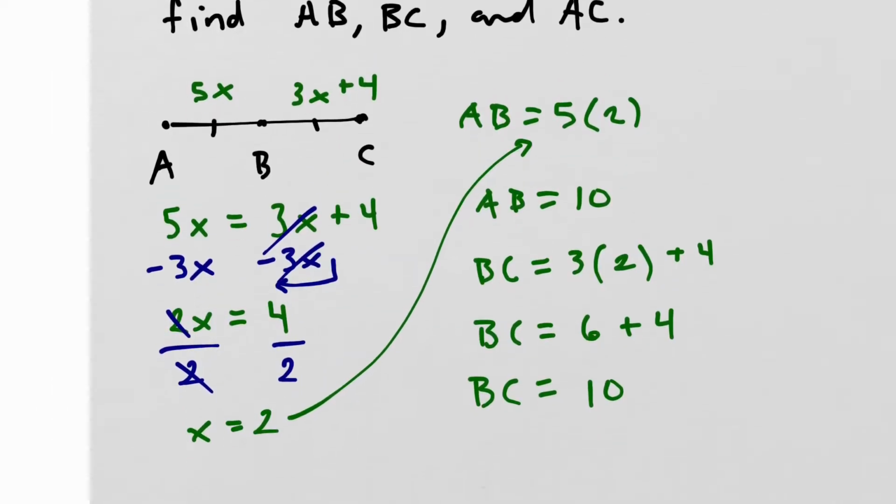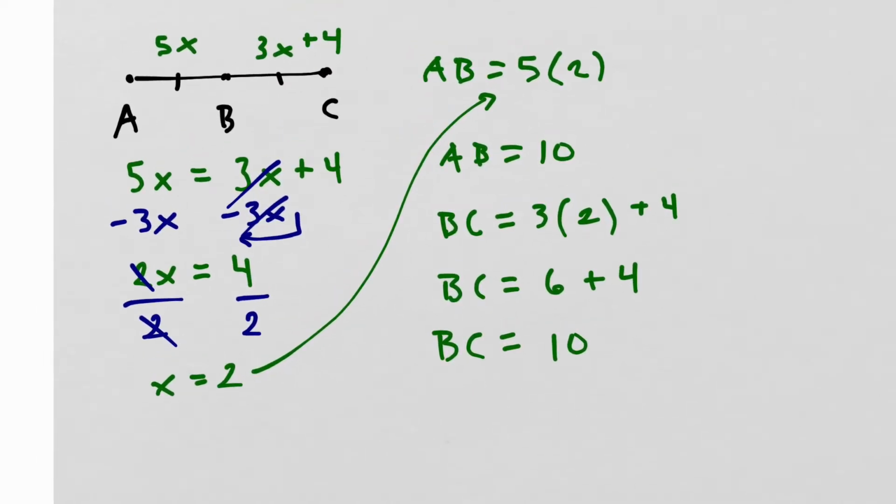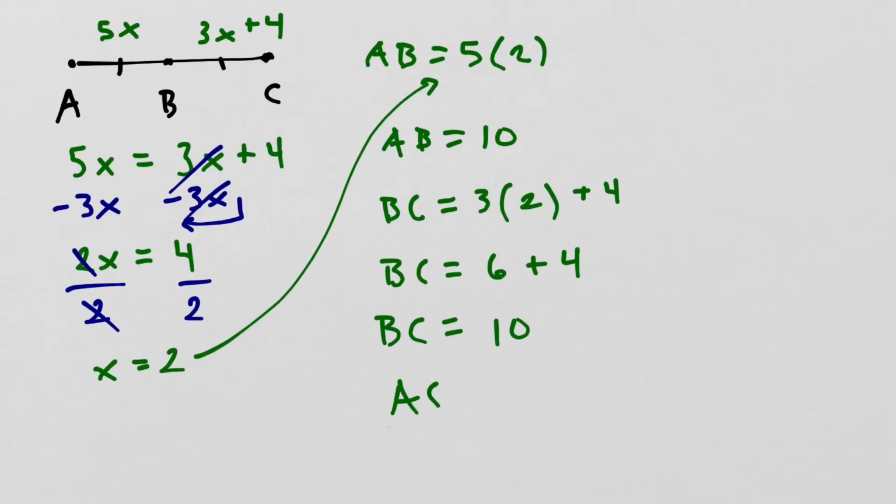But then it says find AC. Well, AC is just both of them added together. That's actually using the segment addition postulate. AB plus BC has to equal AC. So then AC equals 20.